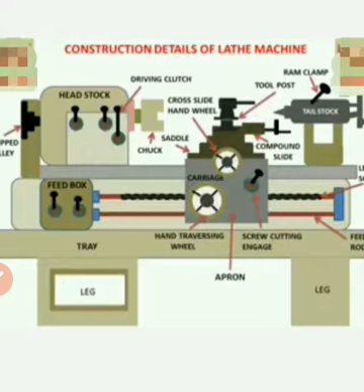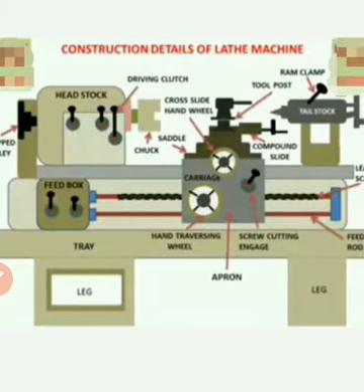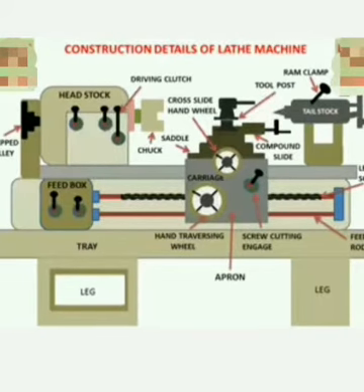There is a morse taper on the sleeve. Here we can see the sleeve. There is a morse taper on the sleeve of the tailstock. It is made from high carbon steel, and the tailstock is made from cast iron. Now the next portion is the carriage. Here we can see the carriage.